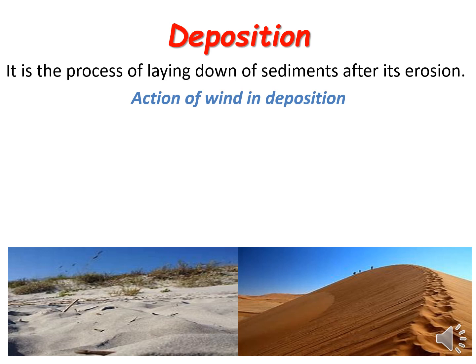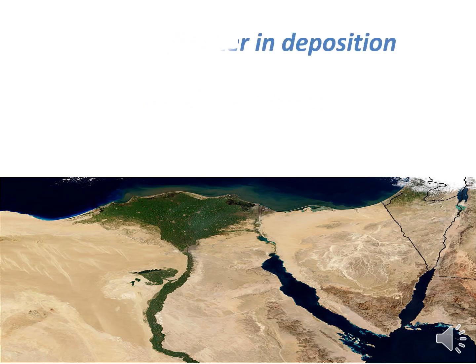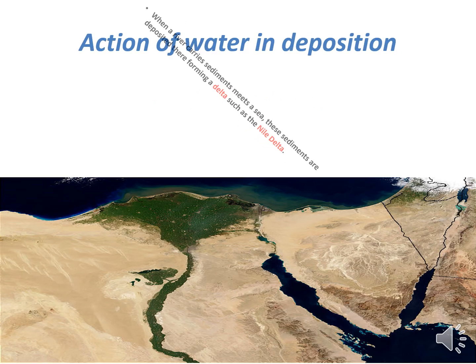Let's start with wind. Action of wind and deposition. As we have said, wind may be weak or strong. If the wind is weak, small sand dunes will form, like sand dunes on the beach. While if the wind is strong, large sand dunes will form, like sand dunes in Western Desert in Egypt and Rub' al Khali in the Arabian Peninsula.